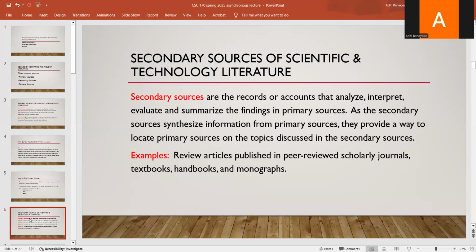Here are some examples of secondary sources. They are review articles published in peer-reviewed scholarly journals, textbooks, handbooks, and monographs.